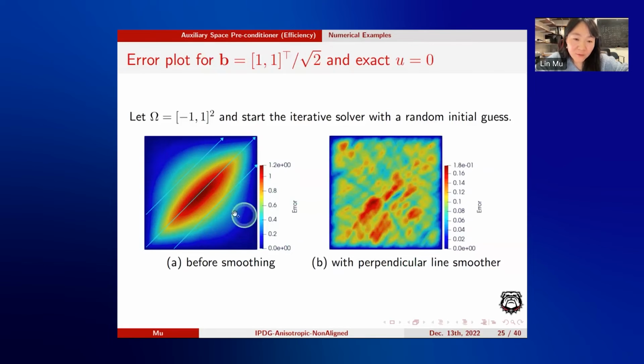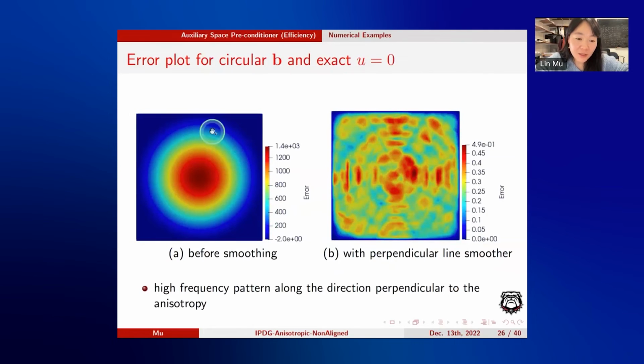Okay, for this simple test, let's try another B. For this circular B, for example, like this one, we take the initial guess as the starting point and do the iteration 4 times. And here is the error plot. As we can see, the error is very big. It's 1.4 E positive 3.